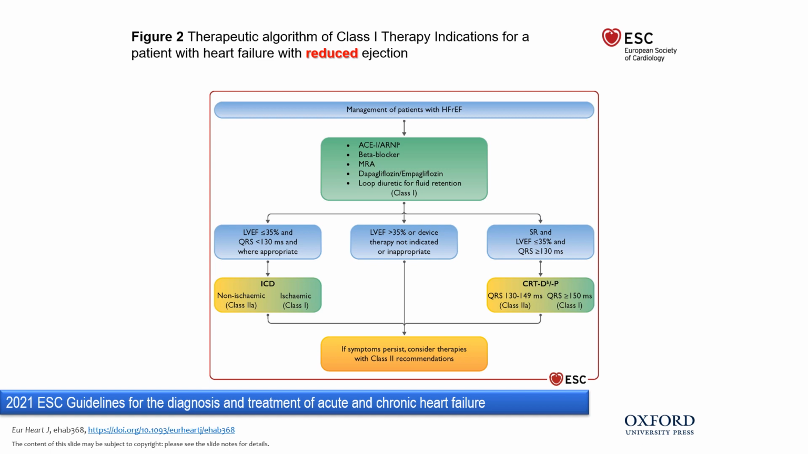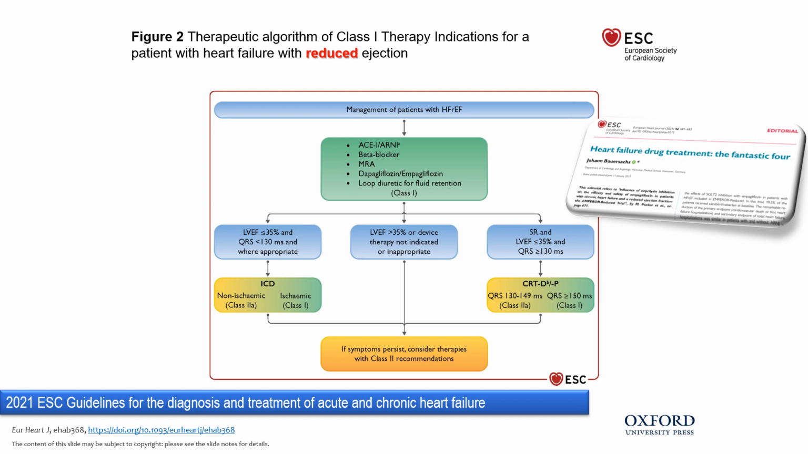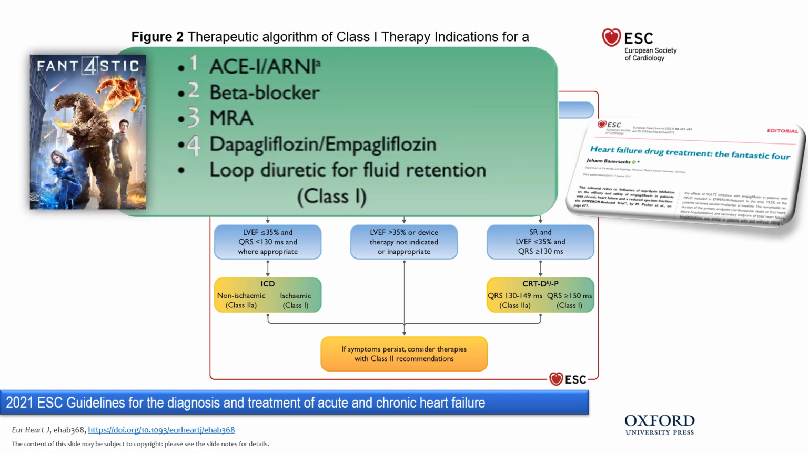Here, I just want to stress this green box where you see the agents, and these agents are frequently touted as the Fantastic Four. For those of you who are fans of comics, yes, the Fantastic Four pictures are there just to remind you what the four classes are. The first class is, of course, ACE inhibitors or ARNIs. The second class is beta blockers. The third class, the MRAs or aldosterone antagonists. And the fourth class being SGLT2 inhibitors.